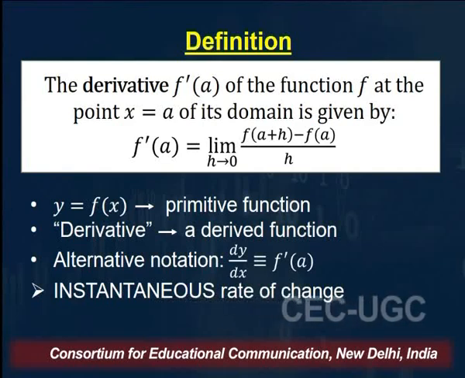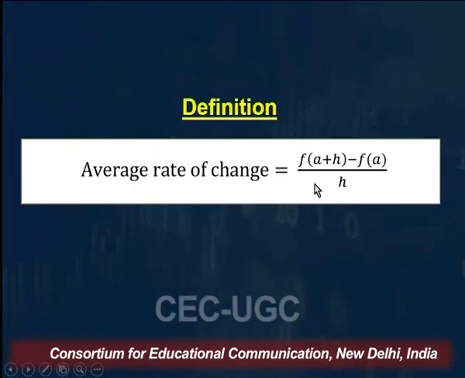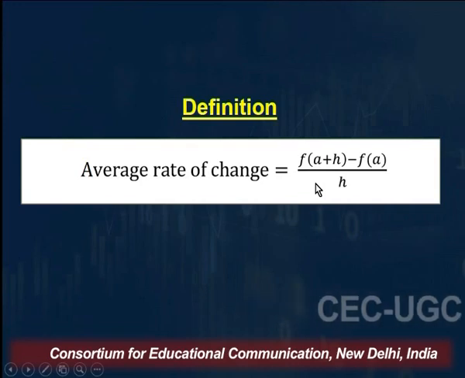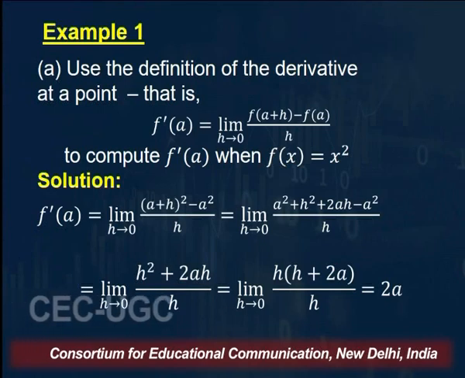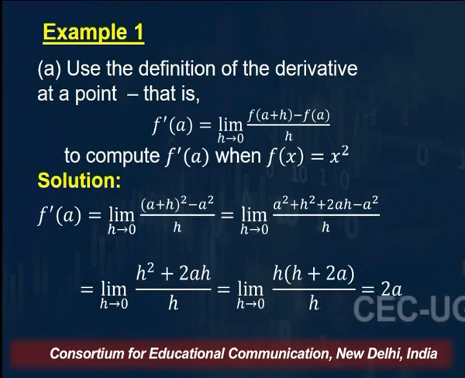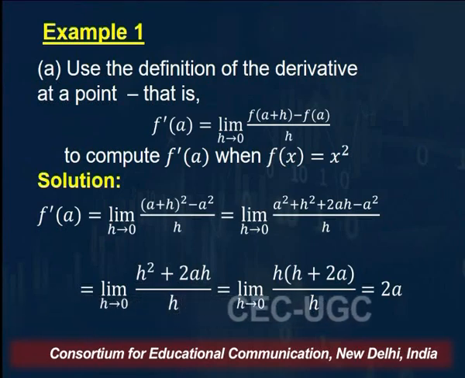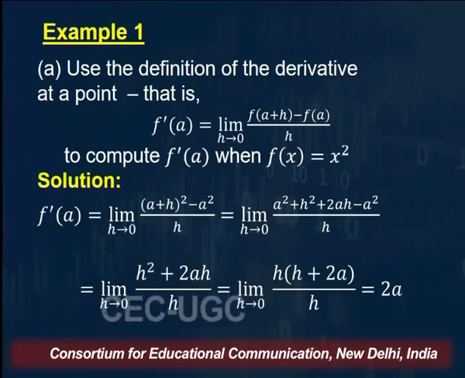And the instantaneous rate of change is different from the average rate of change, which we define as f of a plus h minus f of a divided by h. So let us now look at some problems which help us understand how to calculate the derivative with the help of this definition, the limit of the difference quotient. We'll be developing rules to calculate the derivative in the next lecture.